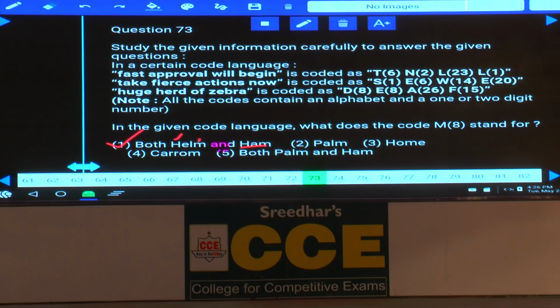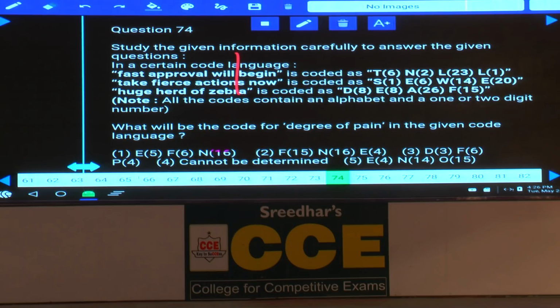Next one, question number 74. Now in this 74, what will be the code for DEGREE OF PAIN? Now DEGREE, the value of D is 4, that is E4, and next one OF, and the value of O is 15, F15, and next one PAIN. Now N and the P's value is 16, and so what is your answer? E4, F15 and N16. The options E4, F6 and 14 are not there. So choice 2, F15, N16 and E4, that is choice 2 of 74.